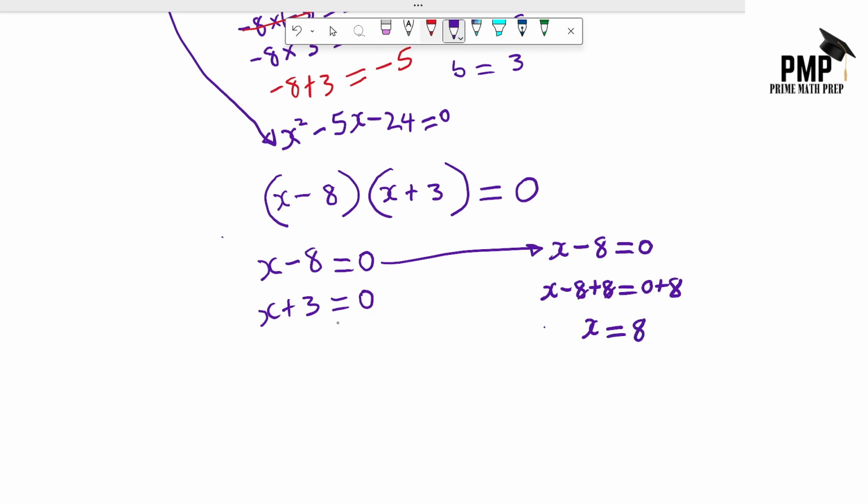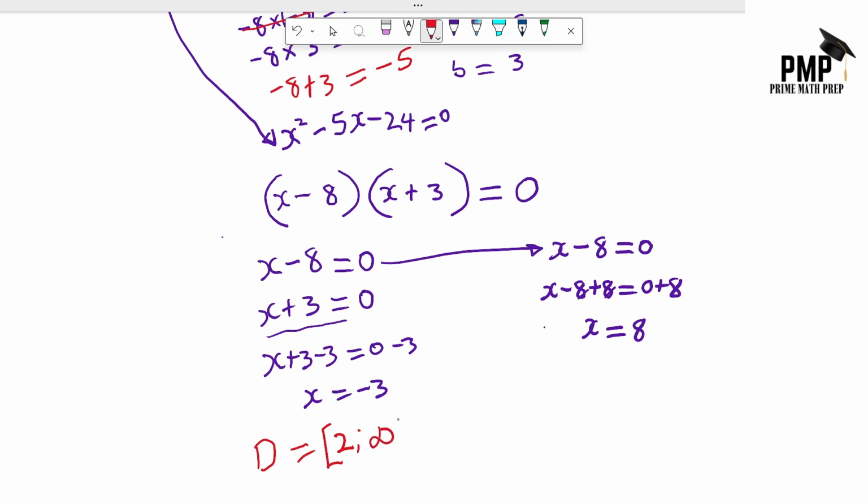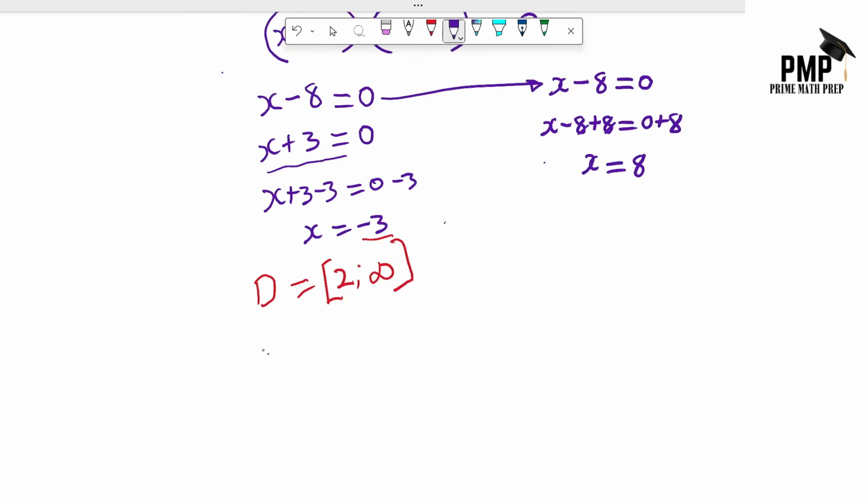If we solve this one also, we'll need to remove 3 from both sides. x plus 3 minus 3 equal to 0 minus 3. 3 will cancel out. x will now be negative 3. Remember we said that our domain D falls under numbers from 2 to infinity, and that it will not be negative. Therefore, our solution set is x equal to 8.